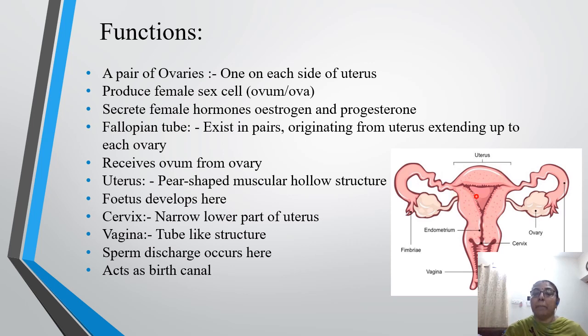Next, it is a pear-shaped, muscular, hollow structure called the uterus, where the fetus will be embedded, and it helps in the development of that fetus. The mouth of the uterus we call the cervix, which is the narrow lower part of the uterus. The vagina is a tube-like structure where sperms are usually discharged, and it also acts as a birth canal.